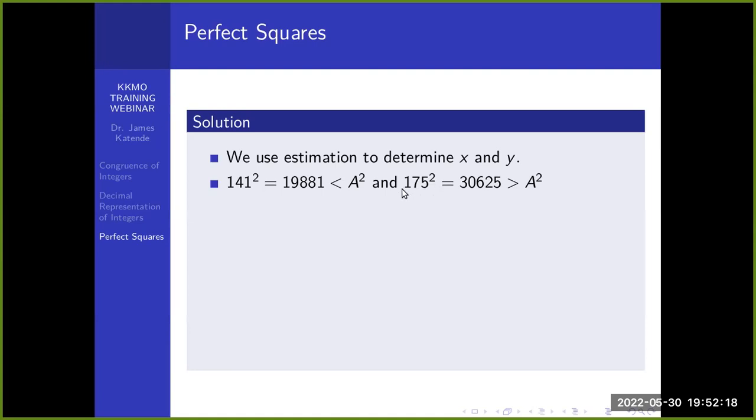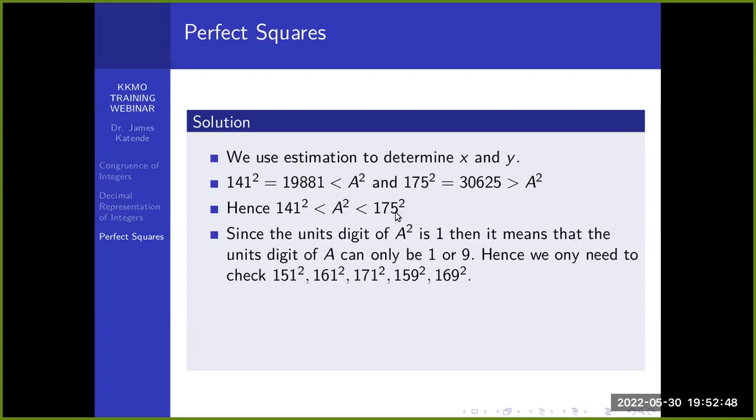And then the next one is 175 squared, which just takes us over 20,000, and therefore will clearly be bigger than the number we are looking for. We can put that in a better fashion in this inequality. So this is guaranteed: A squared will lie between 141 squared and 175 squared. I hope that is clear. That's the number we are looking for.